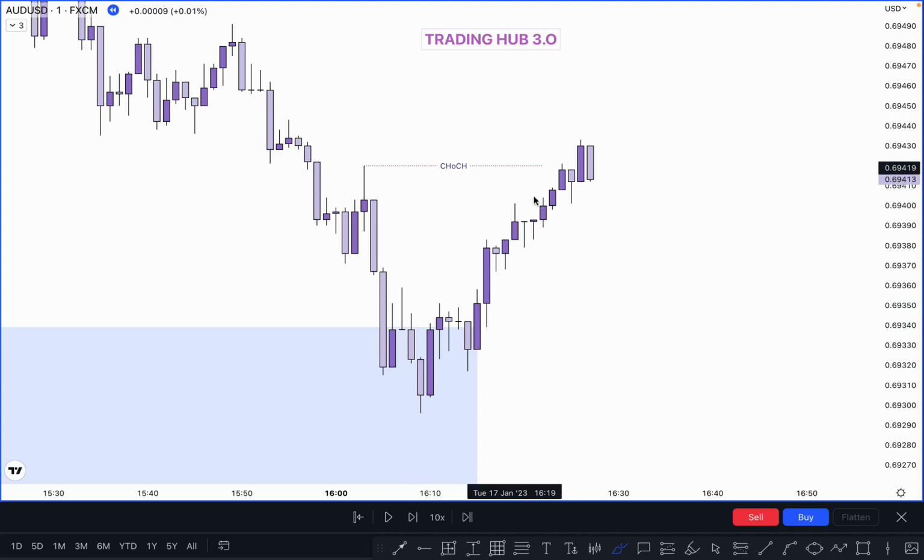And this one is our change of character. Where is our pullback? This low. Why? Because the previous candle's low was taken out. So this is our valid inducement. This becomes our inducement, and after taking out the inducement, you can buy here.